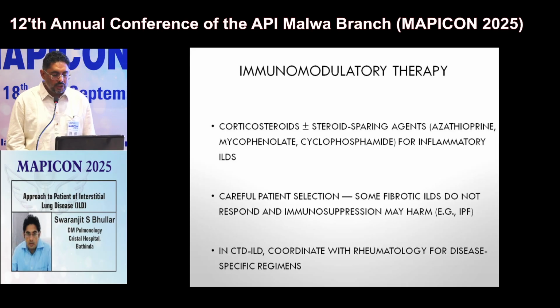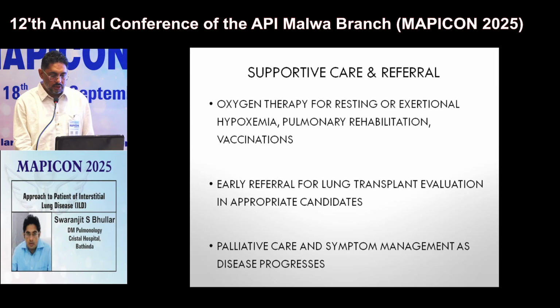A careful patient selection should be there. Some fibrotic ILDs do not respond, and in some patients immunosuppression may harm. We have already discussed that, especially in IPF. Any patient who has a lot of fibrosis and less ground glassing may not respond well to immunosuppression, and you may have the side effects of immunosuppression. So whenever there is CTD-ILD, always coordinate with rheumatology for disease-specific regimens.